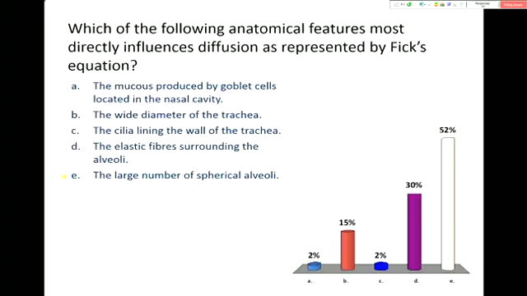Fick equation, what are the key elements of Fick equation? The solubility of the gas, but we can't control that at all. Pressure gradients, which we can control. Surface area, which is related to the large number of alveoli. And thickness, inversely proportional to the thickness of the membrane, which we can't directly control either. So, alveoli, it's all about that.